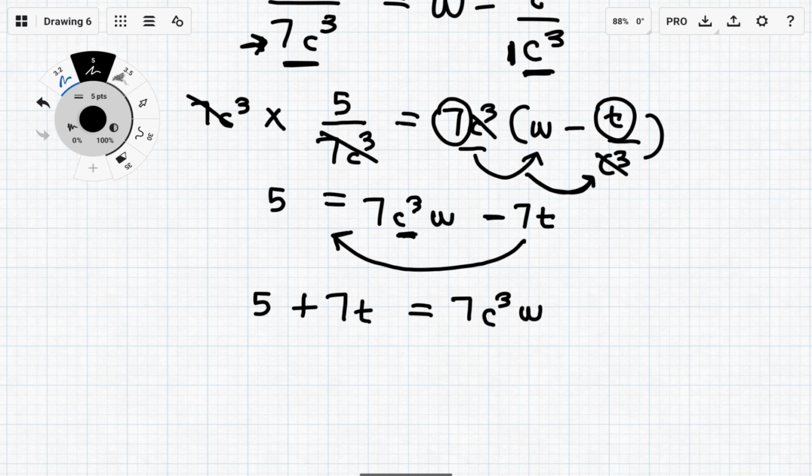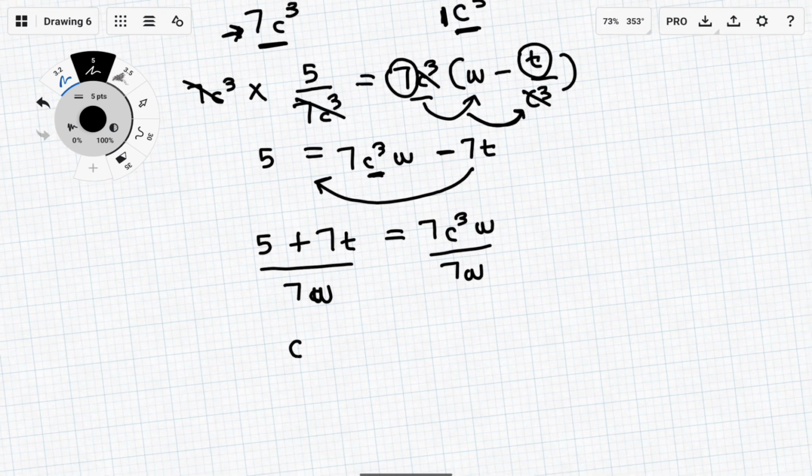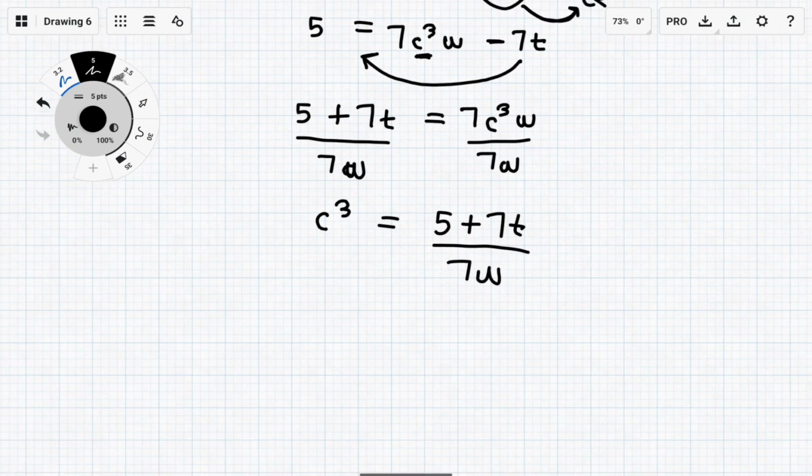Now because we want c left alone on one side, we can divide both sides by 7w. We divide by 7w, and we're left with c cubed, which is equal to 5 plus 7t divided by 7w. Now the question asks that we make c the subject of our formula.